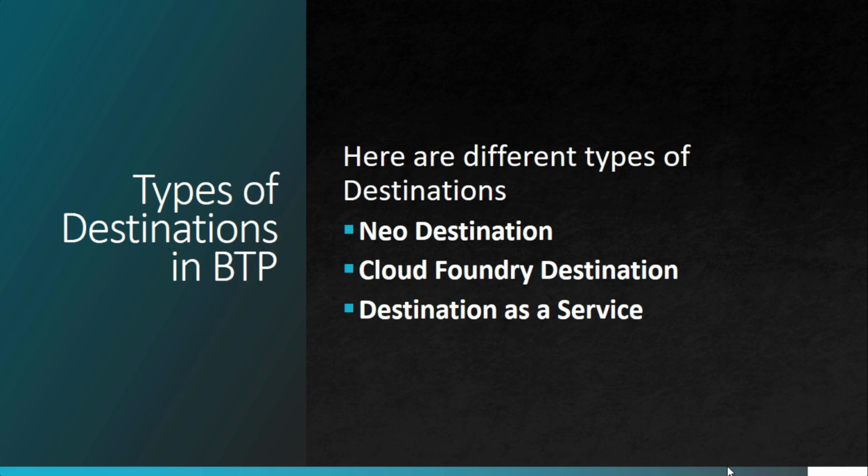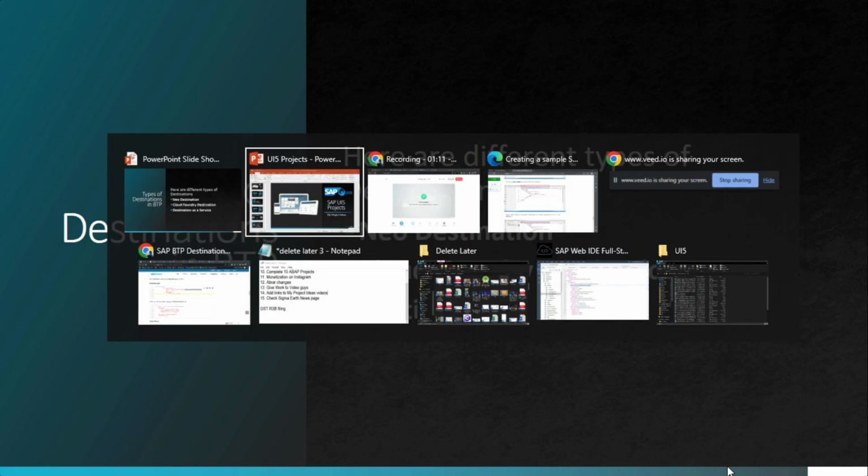So as I discussed, this one will be focused upon Cloud Foundry based destination, mainly on the xs-app.json file. So there are different types of destinations. There are multiple ways to access the same type of destination in the same application. So we'll be focusing upon one particular scenario.